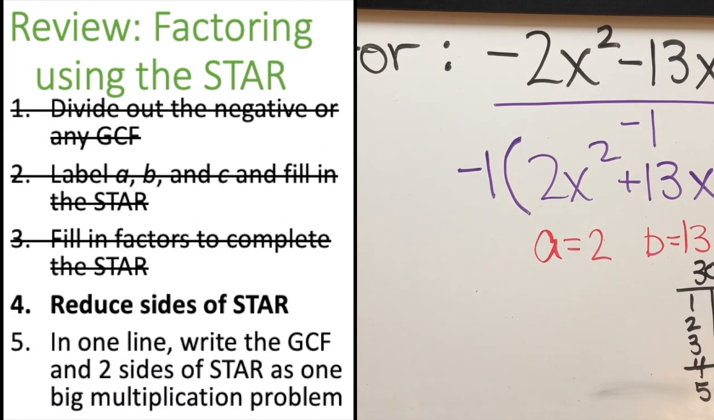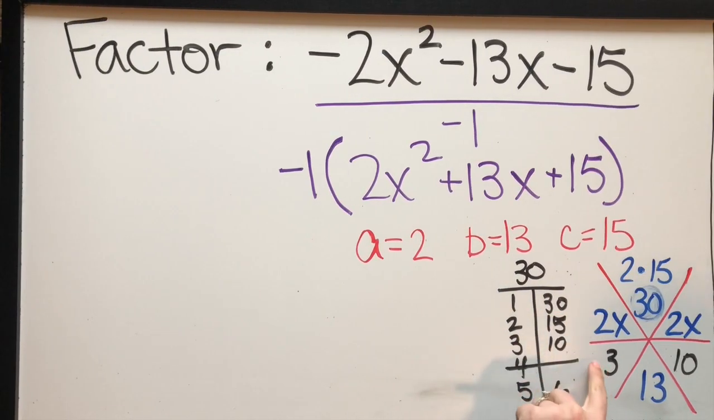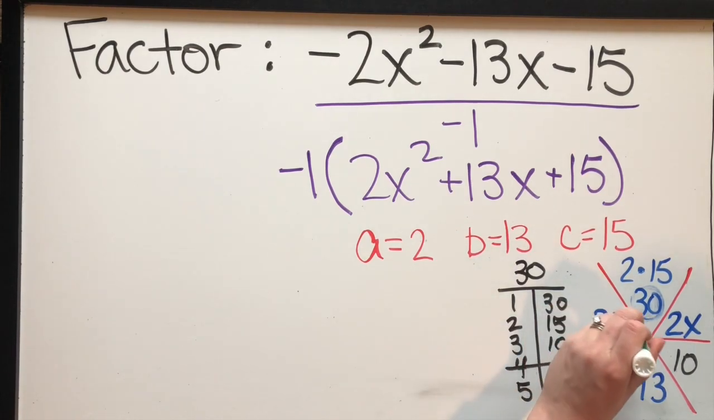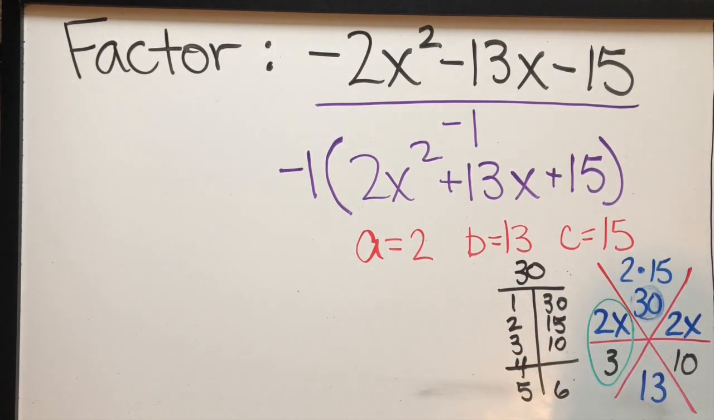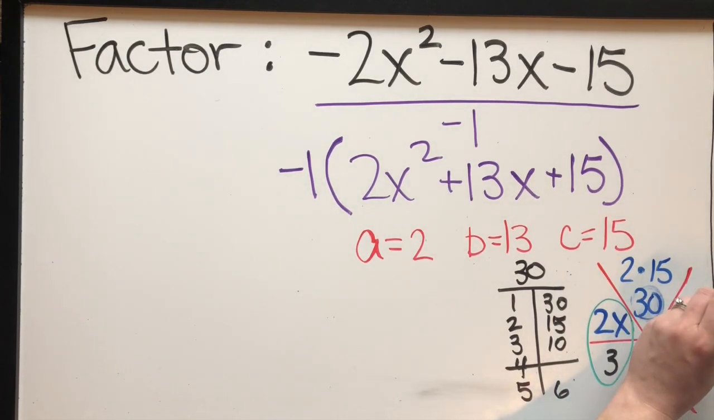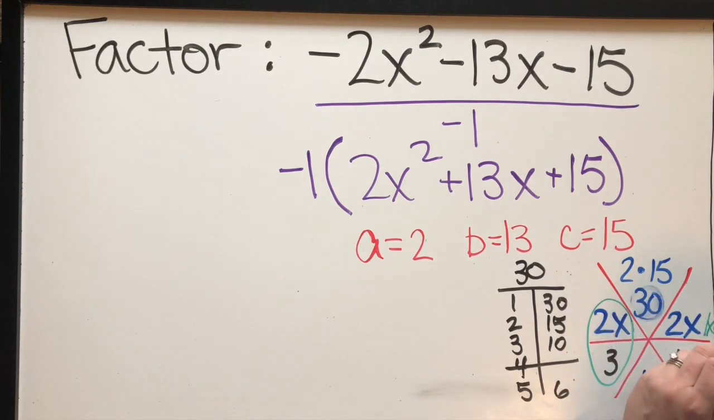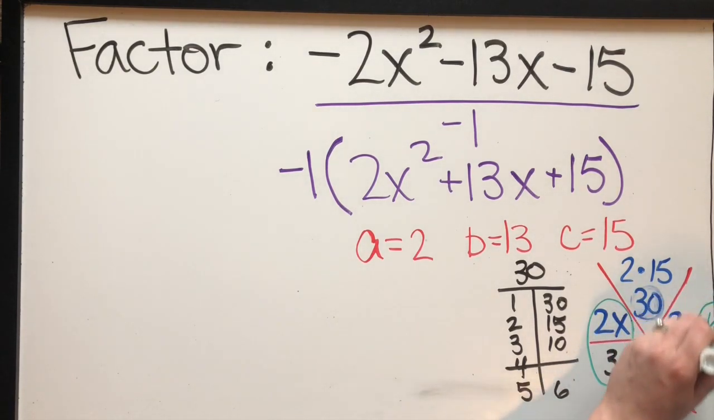So step 4, we're going to reduce the sides if we can. 2 and 3, there's nothing that I can divide out of 2 and 3, so that one won't reduce. 2x over 10, I can take 2 out of both of those. So that's going to become 1x on top and 5 on bottom.